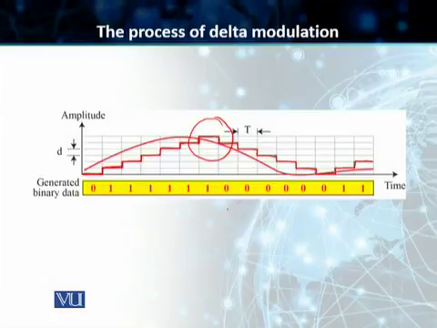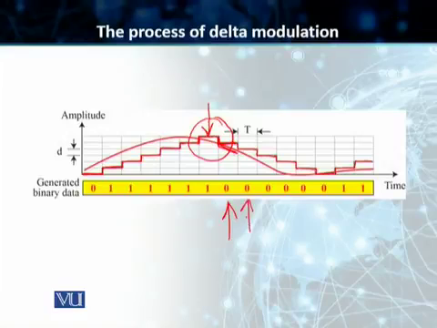Now let's talk about this bit out here. Why is this a 0? This bit will be a 0 because when you look at the previous sample, which is this sample out here, the analog signal is actually going down. It's decreasing. So the next bit is going to be a 0. In this particular sample, it's still decreasing, as you can see. Next bit is going to be a 0.